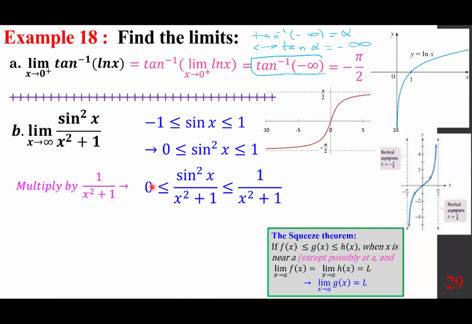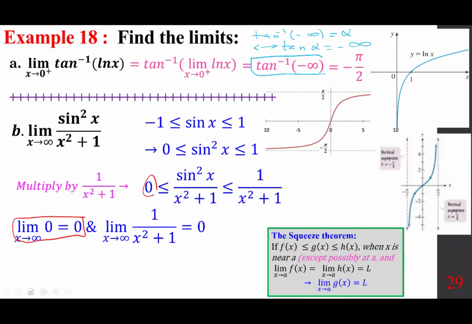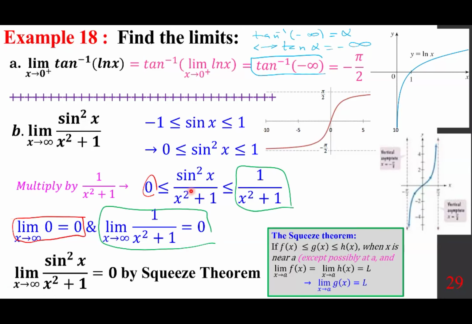And now we're going to take the limit of the left side. That means 0 as x approaches infinity, which is 0. And the right side is also the same thing, 0. So the limit of this is 0. The limit of this part is 0. So the limit of the one in between, by the squeeze theorem, as x approaches infinity must be 0. And it is important that you write by the squeeze theorem.